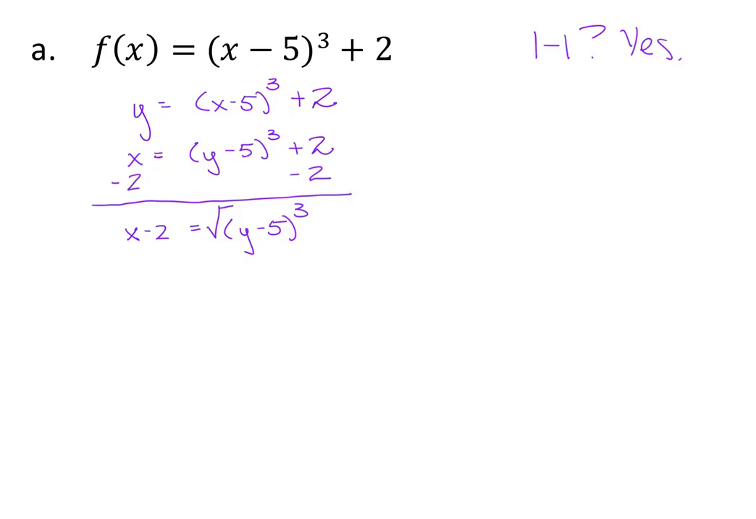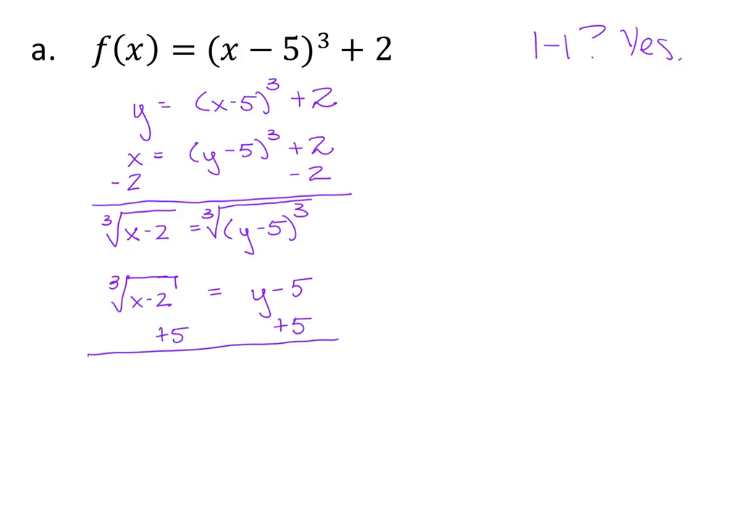To get rid of a cube, we take the cube root of both sides. And then finally, to get y by itself, we're going to add 5 to both sides. And so we get the cube root of x minus 2. We do want to make sure it's very clear that our cube root ends after the minus 2. And then we have plus 5.